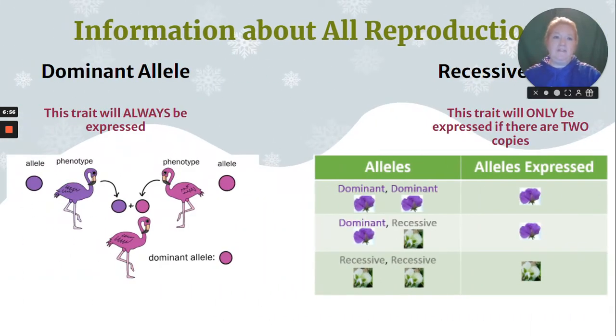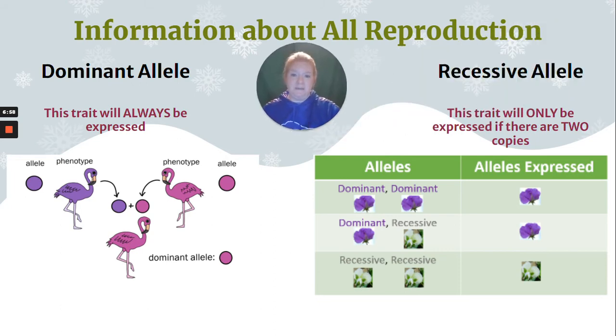Okay, now dominant versus recessive. Dominant, always expressed, doesn't matter. So look at this illustration. We have a purple and a pink flamingo. They mate and have a pink flamingo offspring. That means pink was dominant because the purple is hidden.